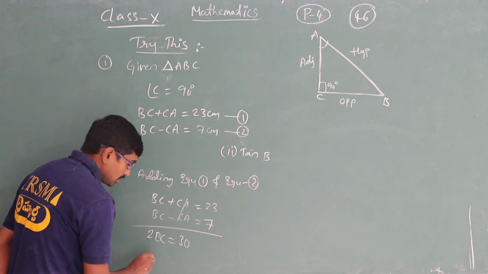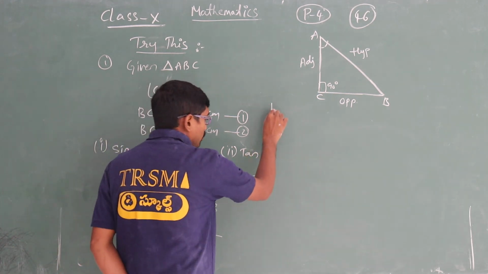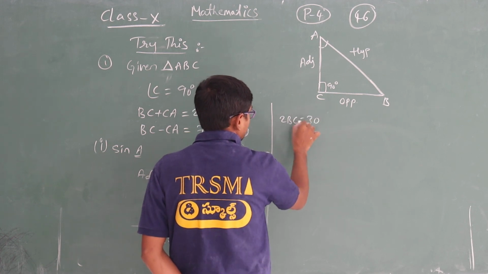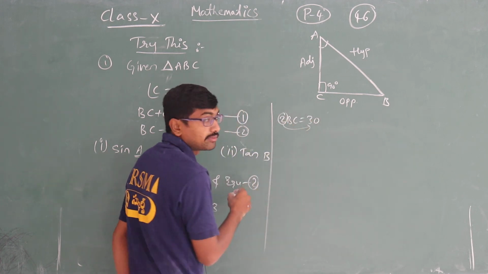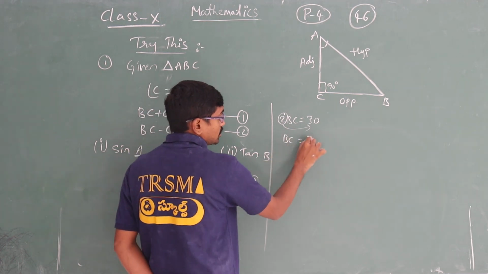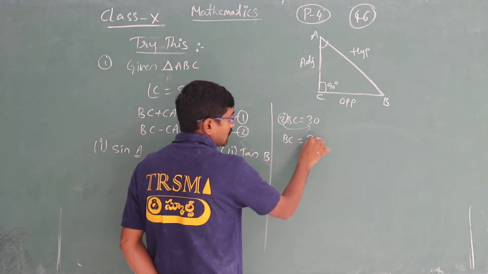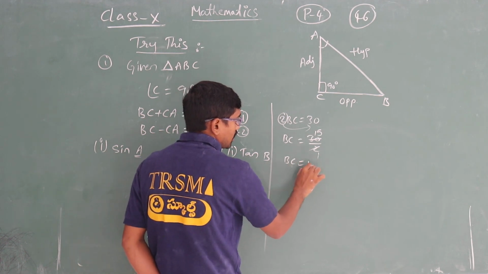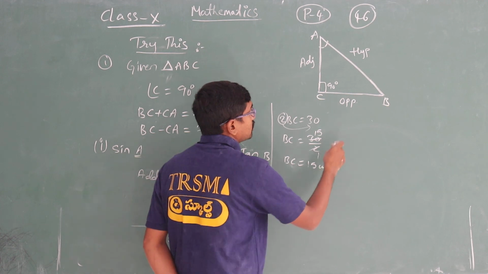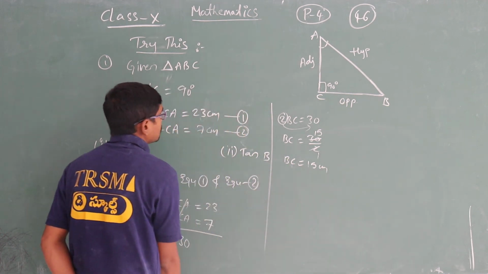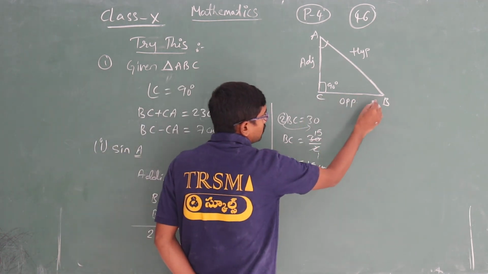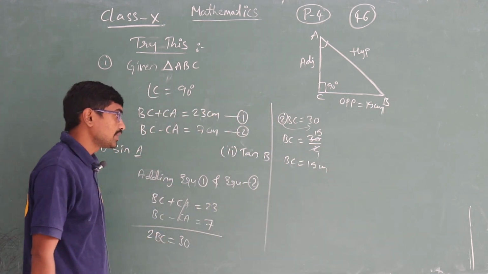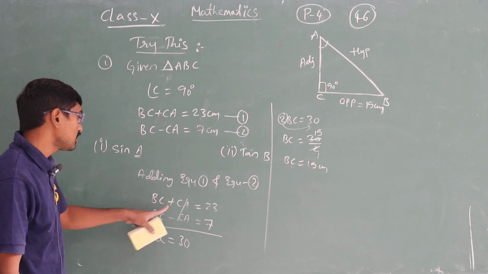So if I simplify this, how much will I get? I will get 2 into BC is equal to 30. 2 is multiplying here. If it goes to the other side, it will divide. So BC is equal to 30 divided by 2. 2 fifteens are 30. So BC is equal to 15 centimeters. So here we have got the BC value as 15 centimeters. So the BC opposite side is equal to 15 centimeters.